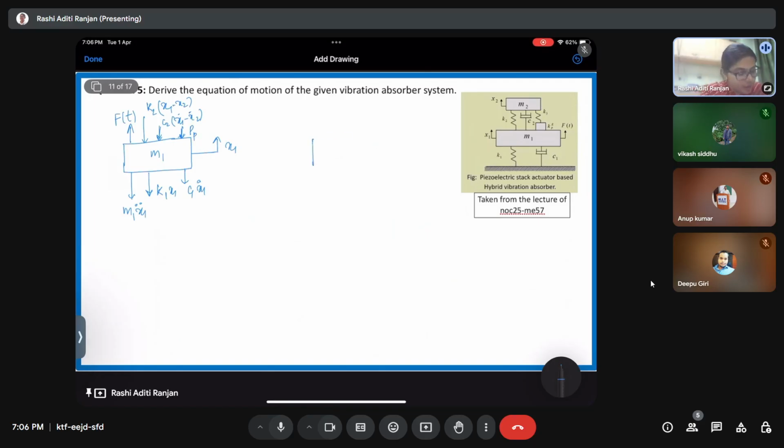Coming on to the second mass, which is M2, I have X2, because of which I'm going to encounter inertia M2 X2 double dot. Then we'll have K2 times X2 minus X1. Then there is going to be C2 times X2 dot minus X1 dot.